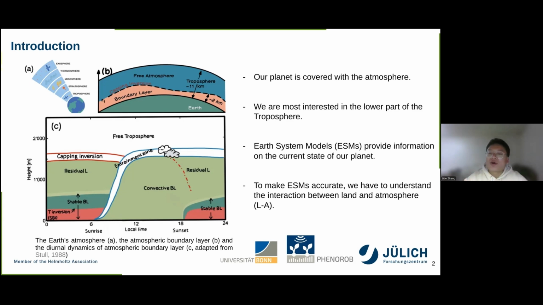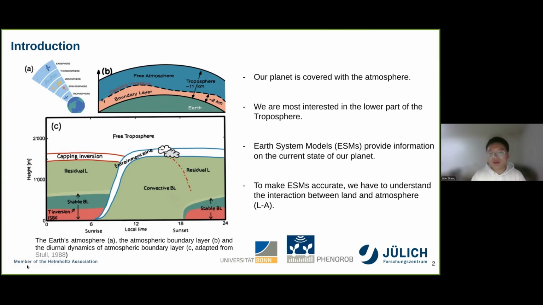So the Earth system models provide the current states of our planet. And to make those Earth system models more accurate, we have to understand the interactions between the land surface and the atmosphere. So allow me to introduce you a little bit about the atmosphere.